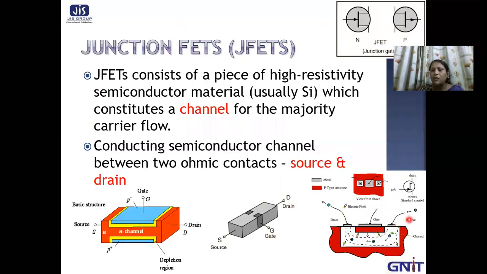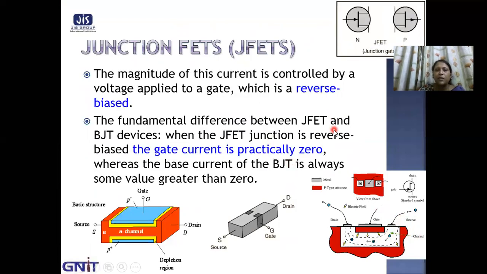So if we apply potential between drain and source or gate to source, electrons start flowing from source to drain. This region is actually showing this portion, and this white region is nothing but the depletion region. This is the channel as shown by the diagram. The magnitude of this current is controlled by a voltage applied to the gate, which is reverse biased. Remember, in a JFET, the gate is always reverse biased.